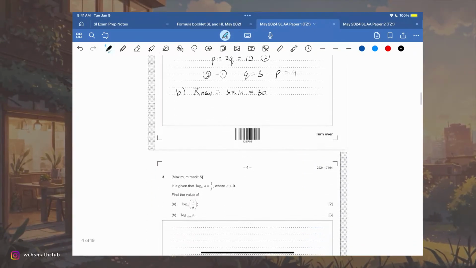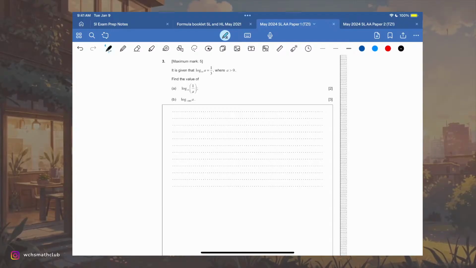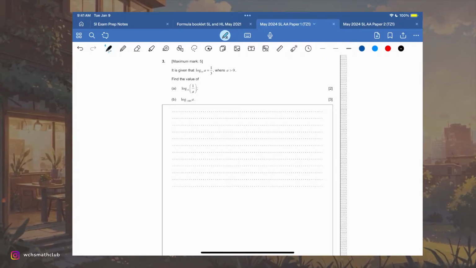Alright, and that's question 2 done. Let's move on to question 3. So a question involving logs. It is given that log base 10 of a equals 1 over 3, where a is greater than 0. So part A asks us to find the value of log base 10 of 1 over a.